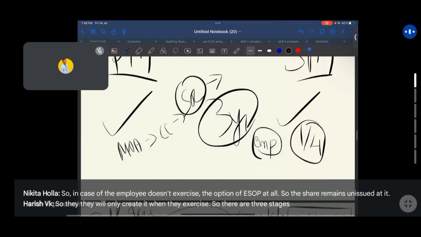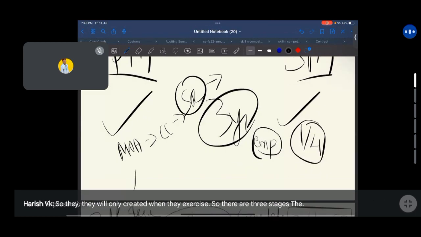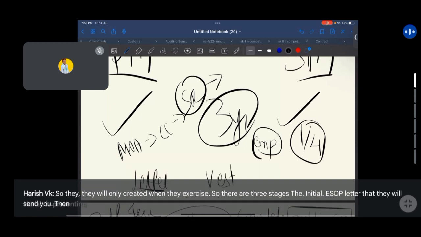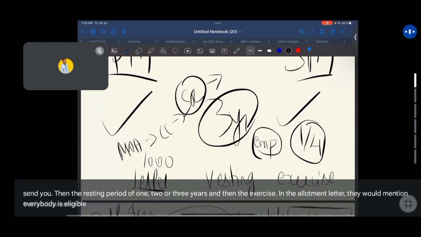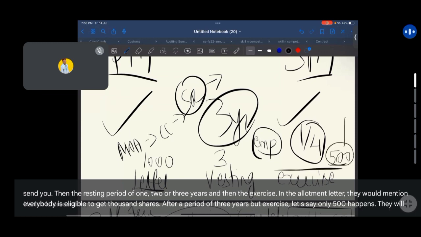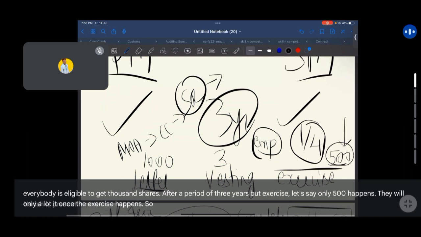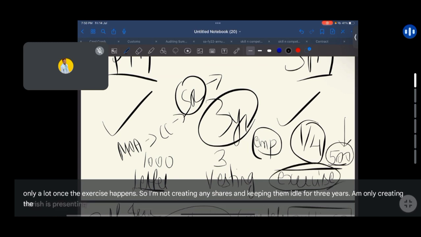So there are 3 stages. The initial ESOP letter that they will send you, then the vesting period of 1, 2, or 3 years, and then the exercise. In the allotment letter, they would mention everybody is eligible to get 1,000 shares after a period of 3 years. But if, let's say, only 500 are exercised, they will only allot those once the exercise happens. So I'm not creating any shares and keeping them idle for 3 years. I'm only creating the shares after they exercise their rights. So I'm not wasting any unnecessary resources here.